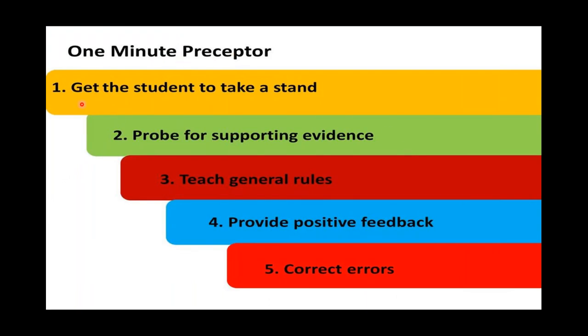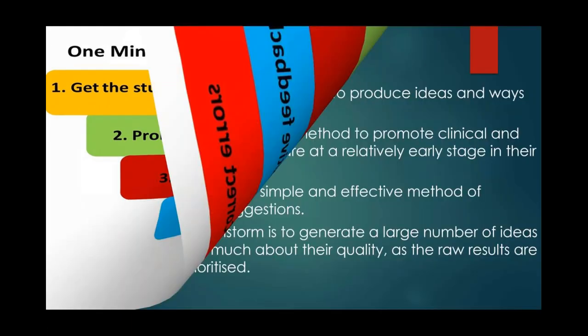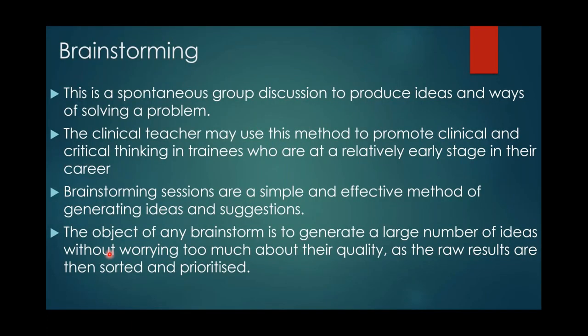1 minute preceptor: you get the student to take a stand, or as said before, ask the learner to outline a diagnosis or management plan, then probe for supporting evidence. This is a question to the learner. Then teach general rules, provide positive feedback, which is positive reinforcement, and correct mistakes. It is correction of errors. It is clear.